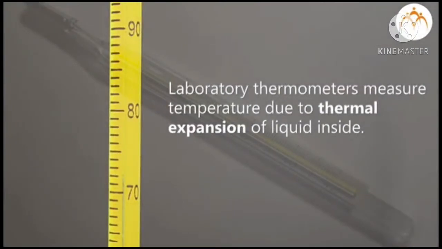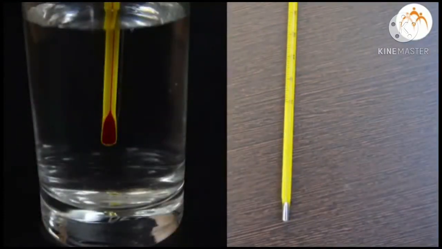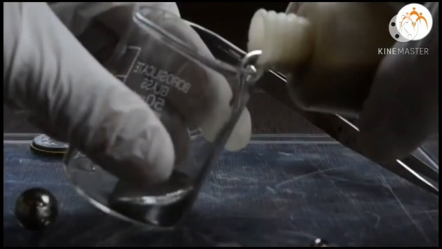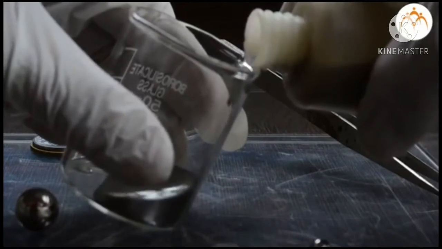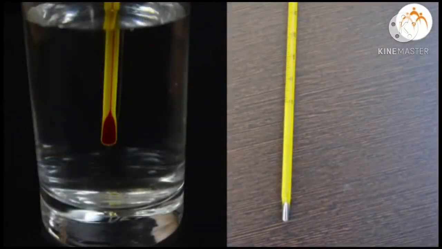Thermometers measure temperature due to thermal expansion of the liquid inside. It can be either mercury or alcohol. Mercury, though a metal, is liquid at room temperature. Thermal expansion means increase in the volume of a substance due to increase in its temperature.